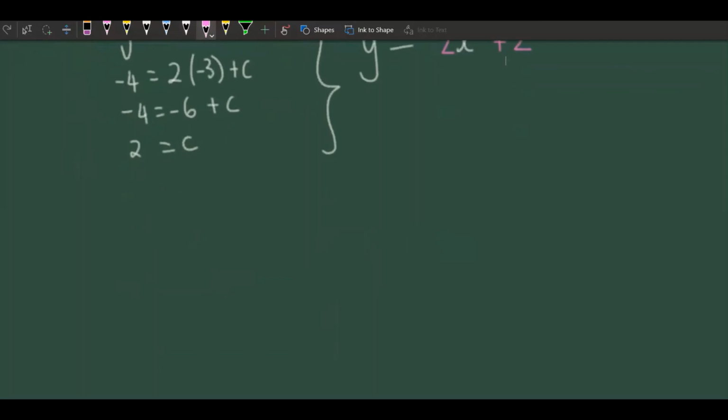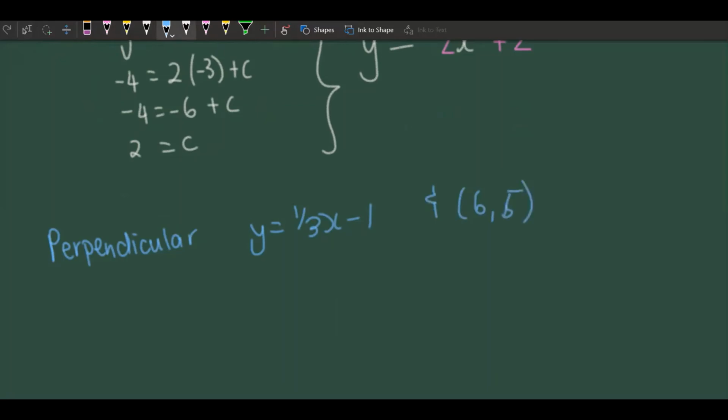Let's do the last one. The line is perpendicular this time, perpendicular to the line y is equal to 1/3 x minus 1, and it goes through (6, 5). Because it is perpendicular, we know that the two gradients, when you multiply them, must be equal to -1. We've been through how to get the perpendicular gradient: we swap the fraction around and we change the sign. Swapping the fraction around gives +3/1, and we change the sign, it was positive, so now we make it negative. So that is -3.